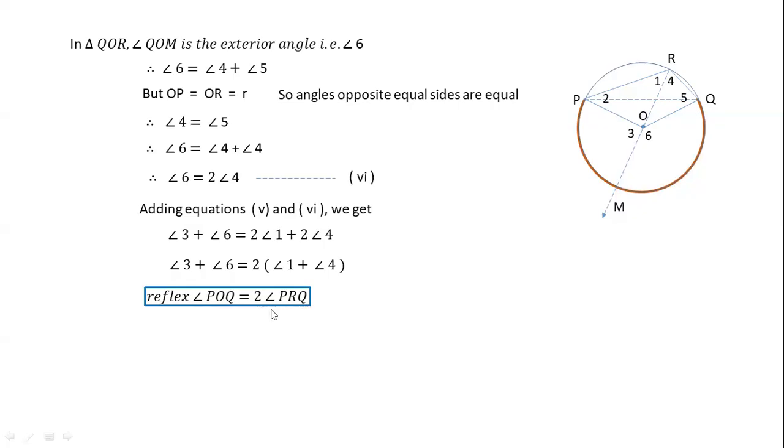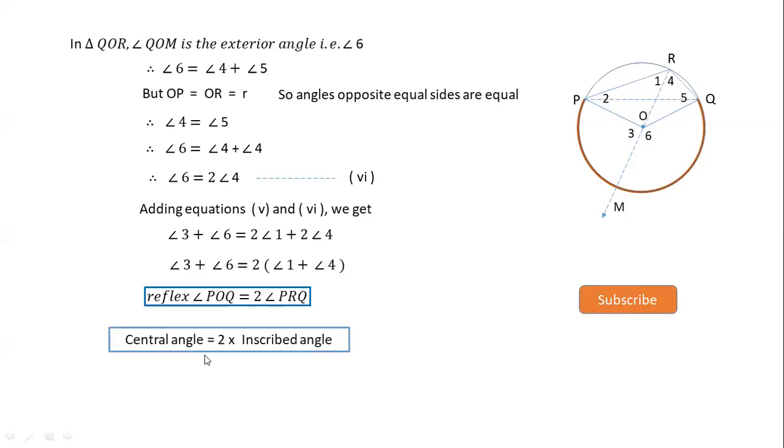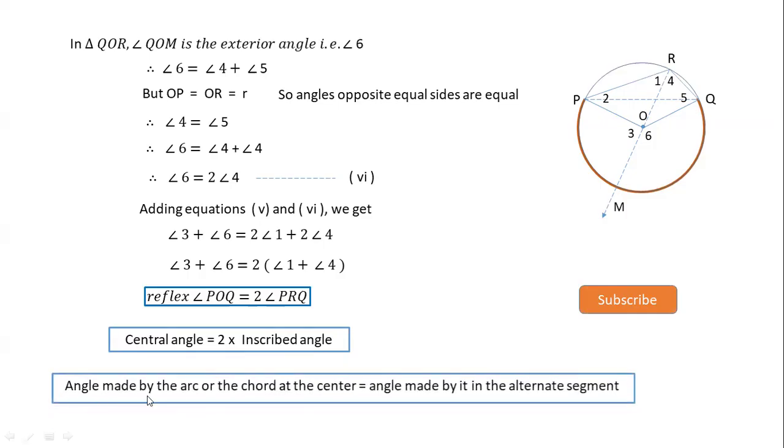So that means in every condition, whether it is a chord or a major arc or a minor arc or a semicircle, the central angle is double the inscribed angle. So this can be written in a different way as: the central angle is twice the inscribed angle. Or you can also write it in this form: the angle made by the arc or the chord at the center is equal to twice the angle made by it in the alternate segment. The arc is here, the alternate segment is this side. Clear?